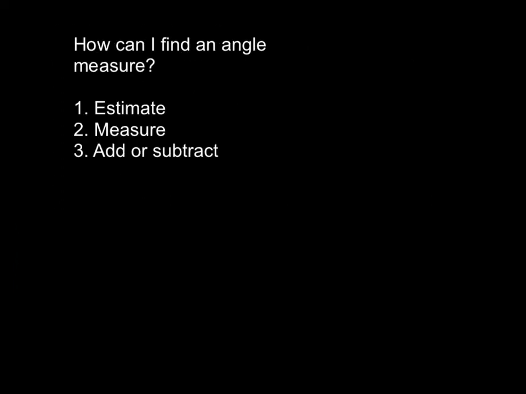So how can I find an angle measure? First of all, you must estimate, so you know if you're using the numbers on the inside or outside of the protractor. Second, you measure. Third, you can add and subtract, knowing that a straight line is 180 degrees and knowing that a full circle is 360 degrees.